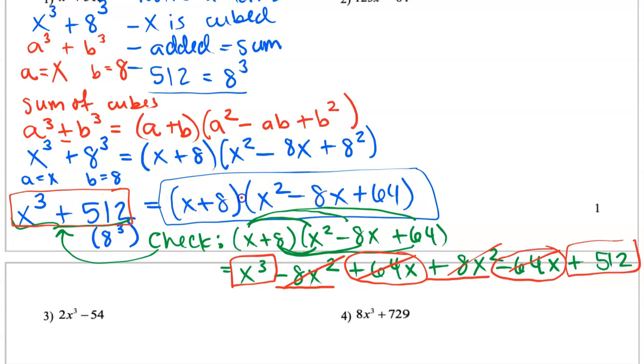So these 2 things really are the factors for x cubed plus 512. Again, you don't have to do the checking when you're practicing. I just wanted to show you this one time so you can see that these long factors really do end up canceling out a lot of stuff to end up with just an expression with just these two terms.